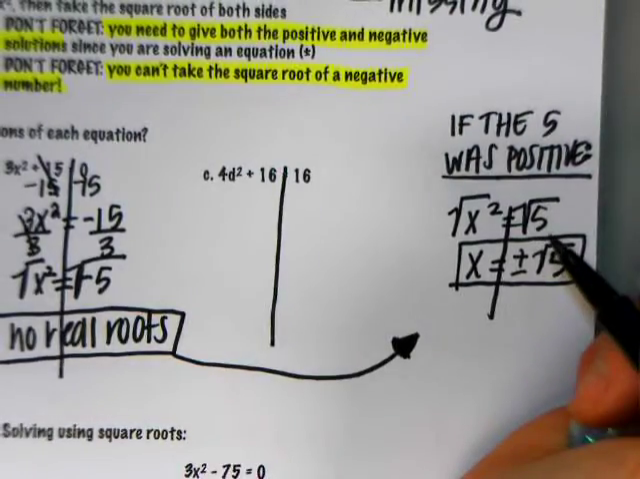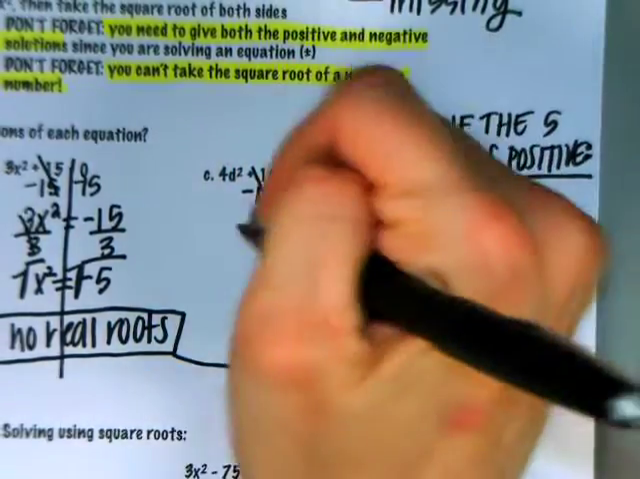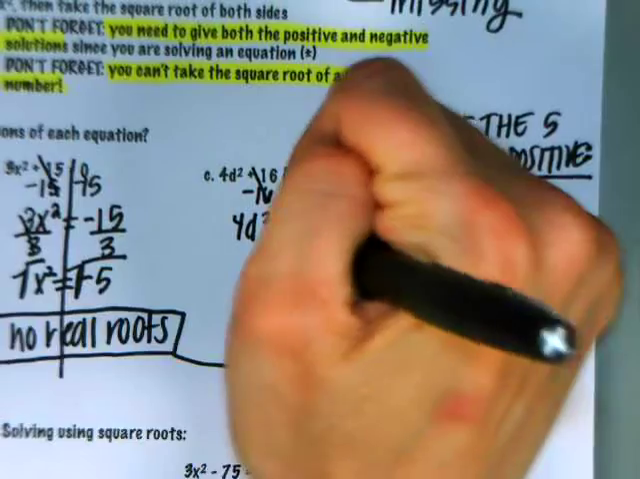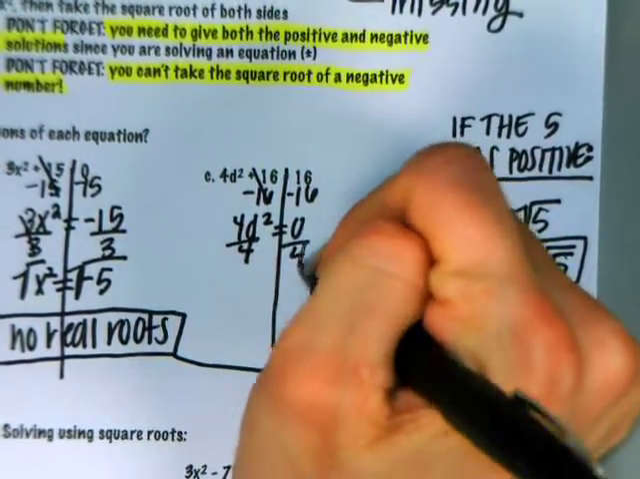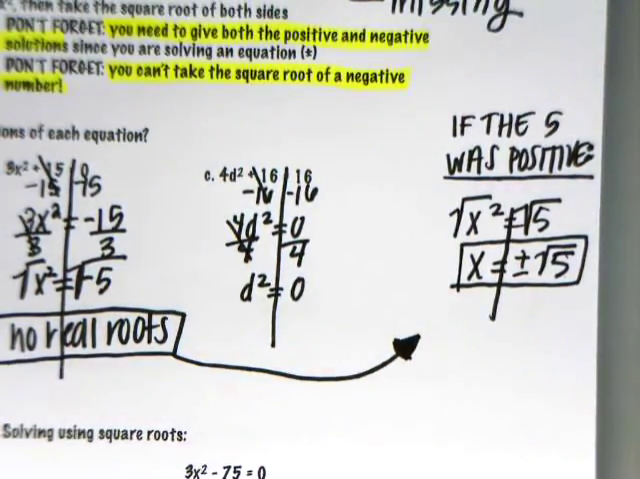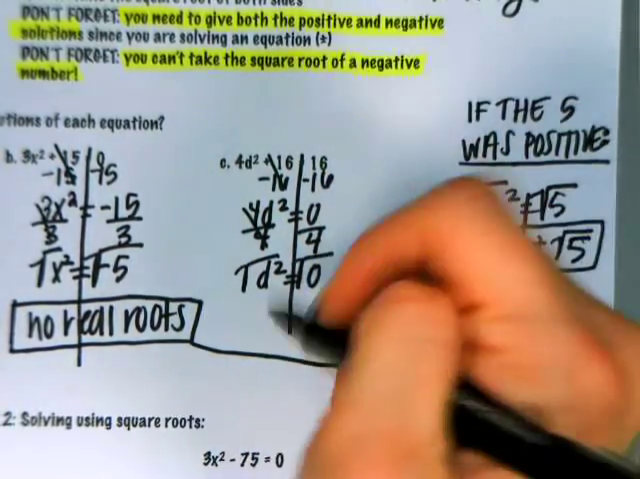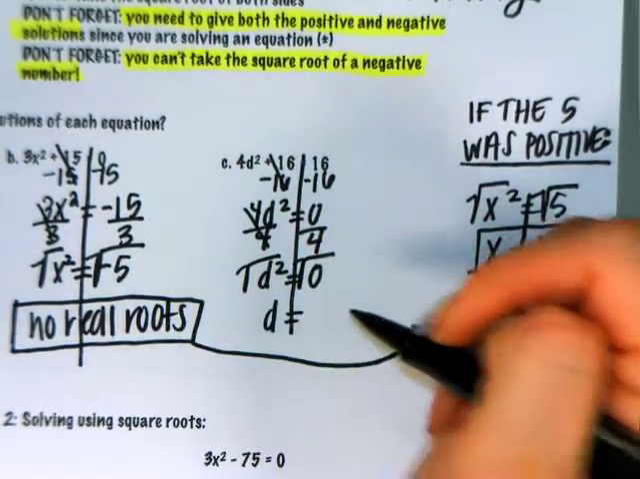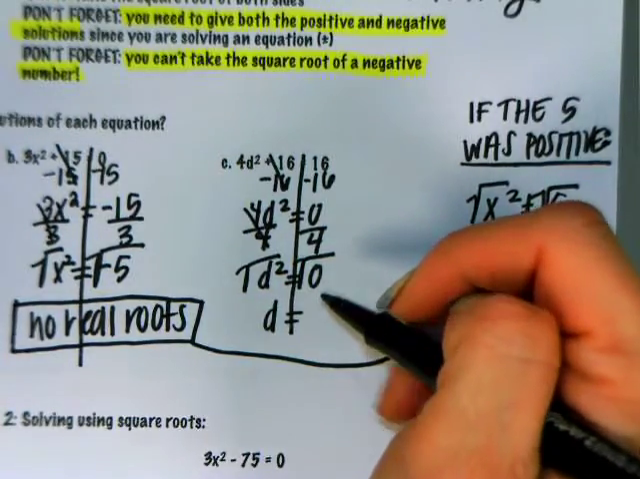What am I going to do first? Minus 16. Yeah, minus 16. 4d squared equals 0. Then what? Divide by 4. What's 0 divided by 4? 0. Okay, and then what? Square root. What's the square root of 0? 0. Can I do plus or minus 0? Can 0 be positive and negative? No. Nope, 0 is just 0.